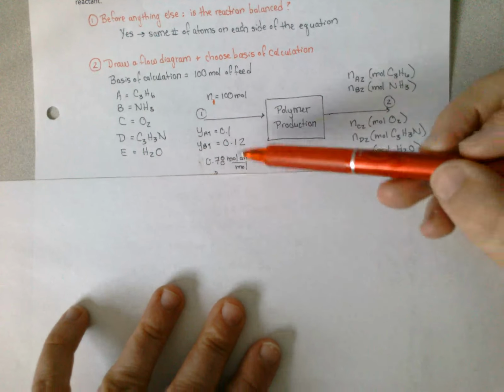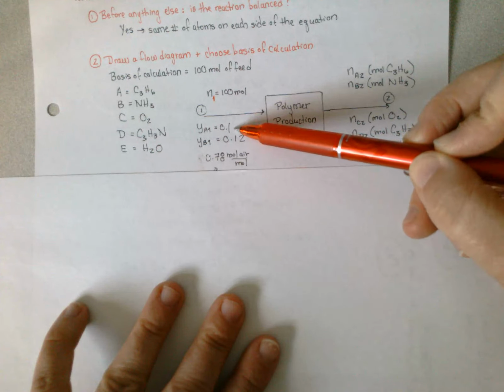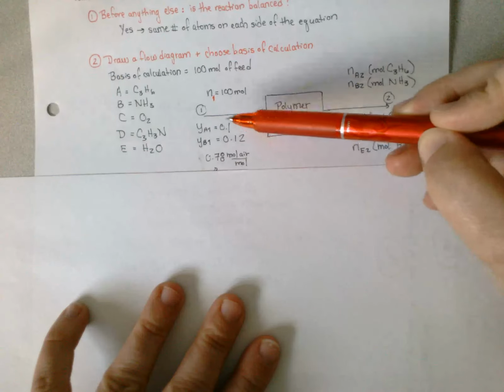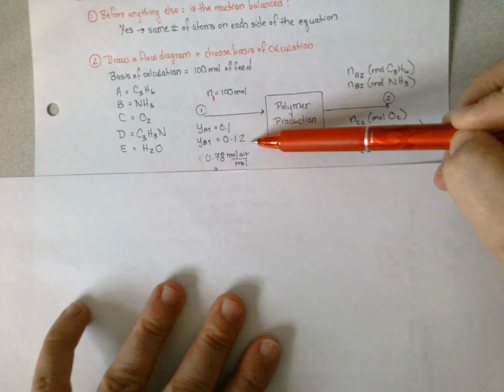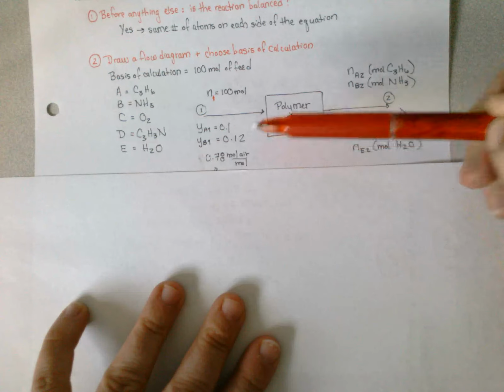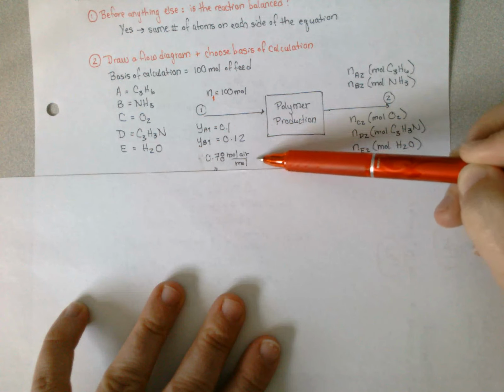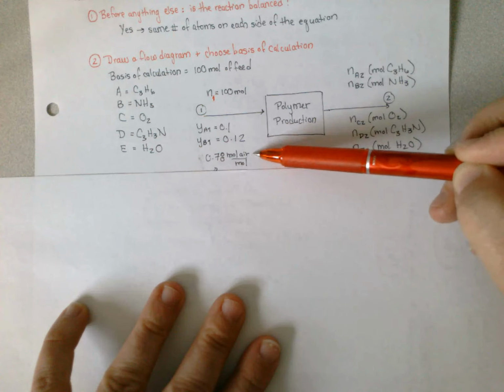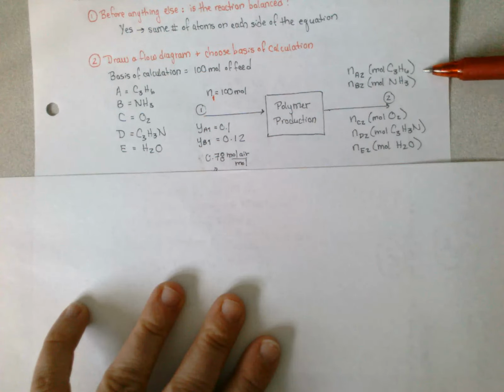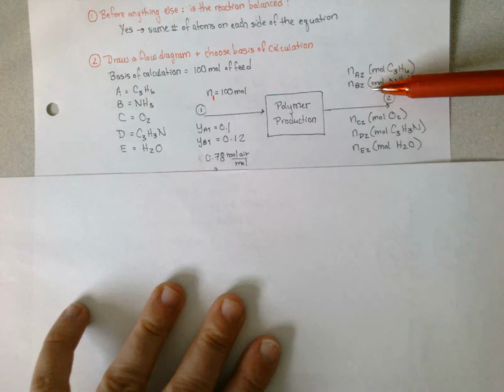And then we know that we have a fractional amount of C3H6, that's 10%, and ammonia, that's 12%. So there are our mole fractions. We also know that we have 75% of that stream is air. The rest of it's air in this system, and we're going to talk about this in a second. And then coming out, basically, we're looking for the number of moles of each of these. So I've got an N sub A2, N sub B2, and so on, because we want to find the number of moles. Okay?